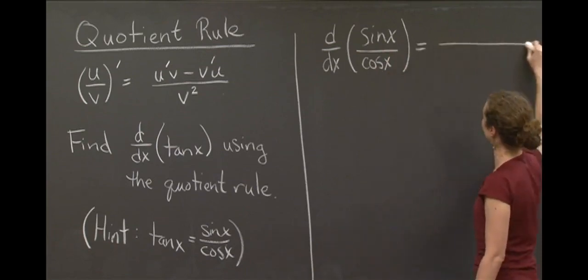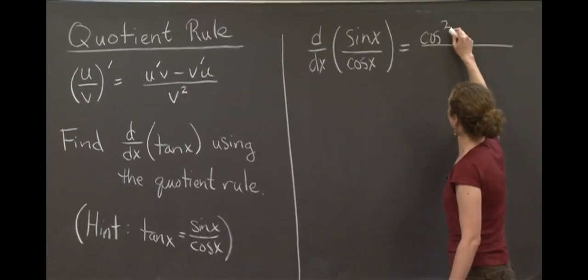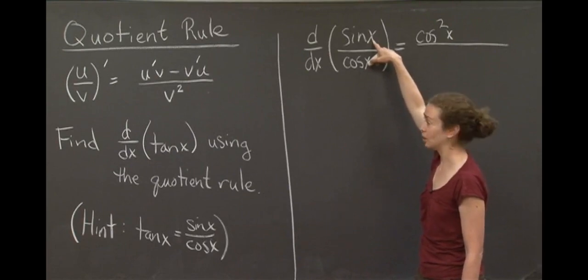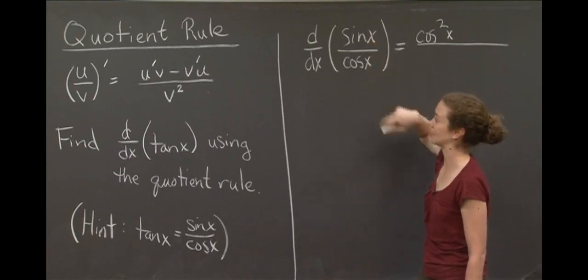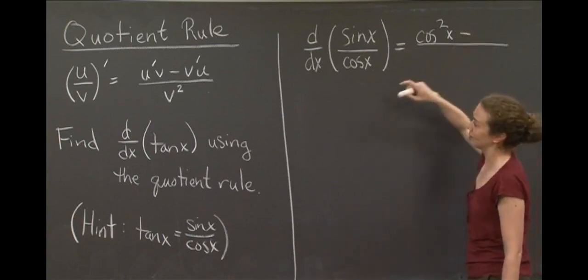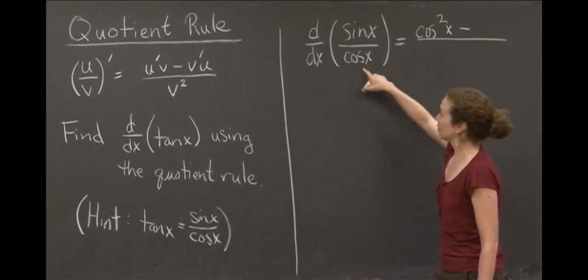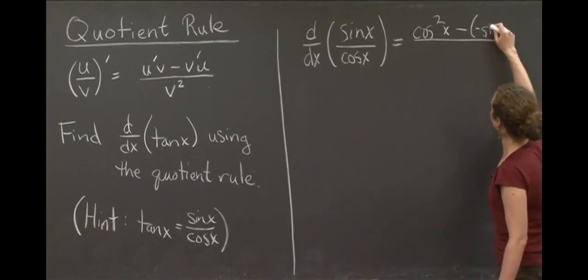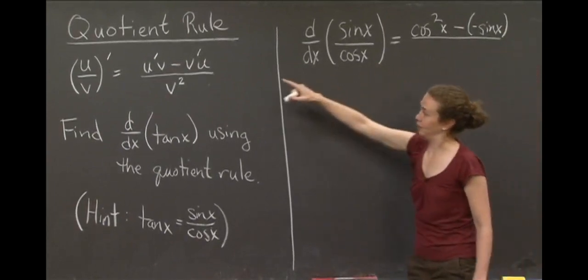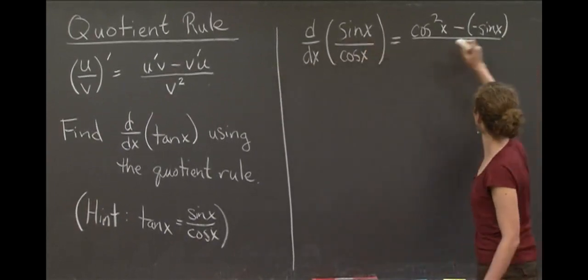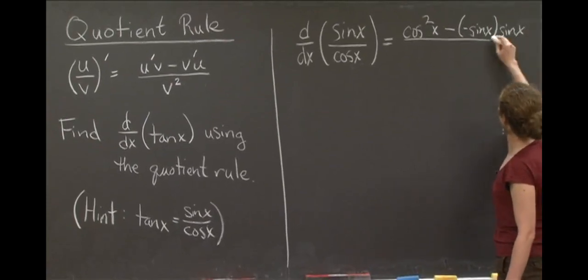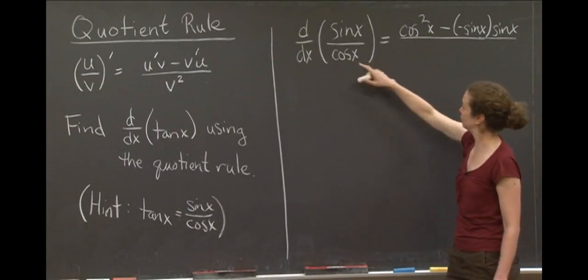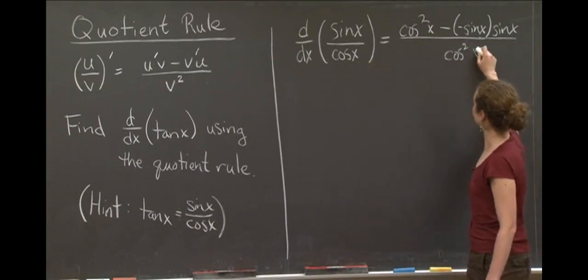So my first term in the numerator is cosine squared x. Again, one cosine x comes from the derivative of sine x. One cosine x is the v, the cosine x in the denominator. Then I have to subtract v prime u. The derivative of cosine x is negative sine x. I'll just write that one down. And then I bring the u along for the ride, so I multiply by sine x here. And then I take v squared in the denominator from the formula. V again is cosine x, so I take cosine squared x in the denominator.